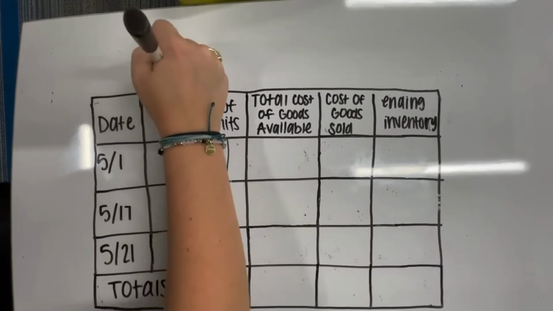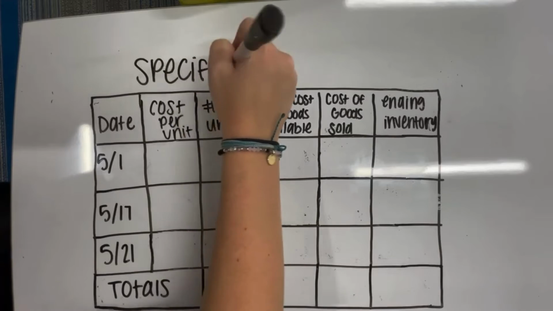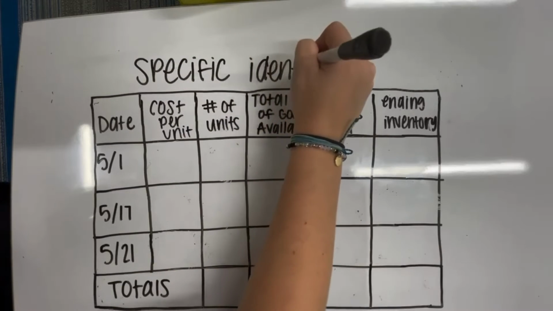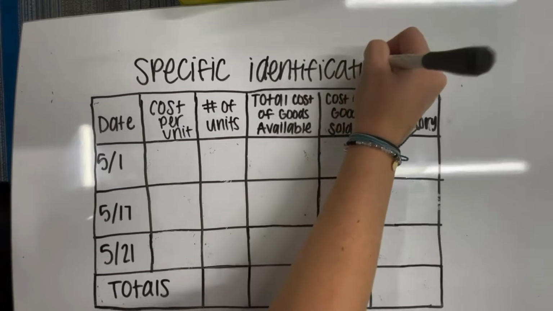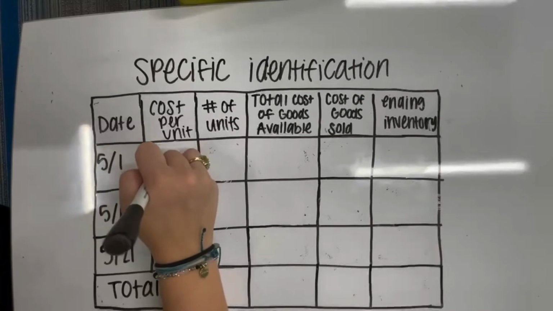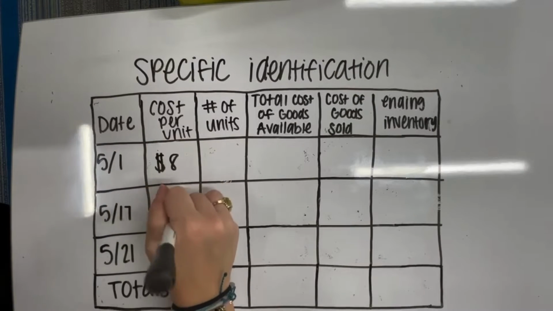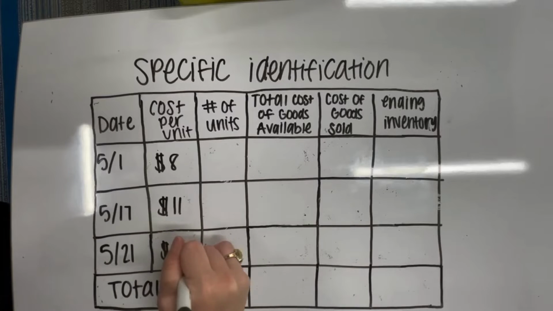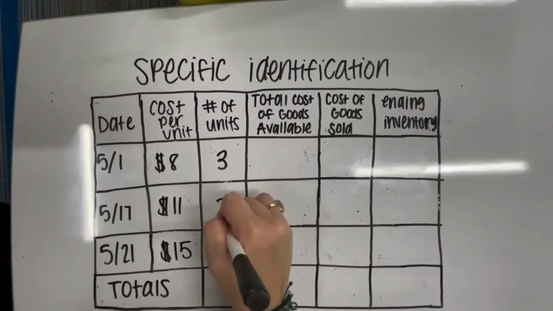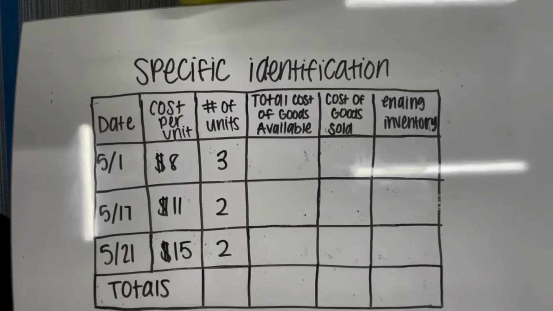First, specific identification. To calculate the cost of goods sold using specific identification, FIFO and LIFO, you take the number of units for that purchase date times the cost per unit for that date. For this method, the cost of goods sold will depend on specific items sold and that specific cost associated with each of those items.